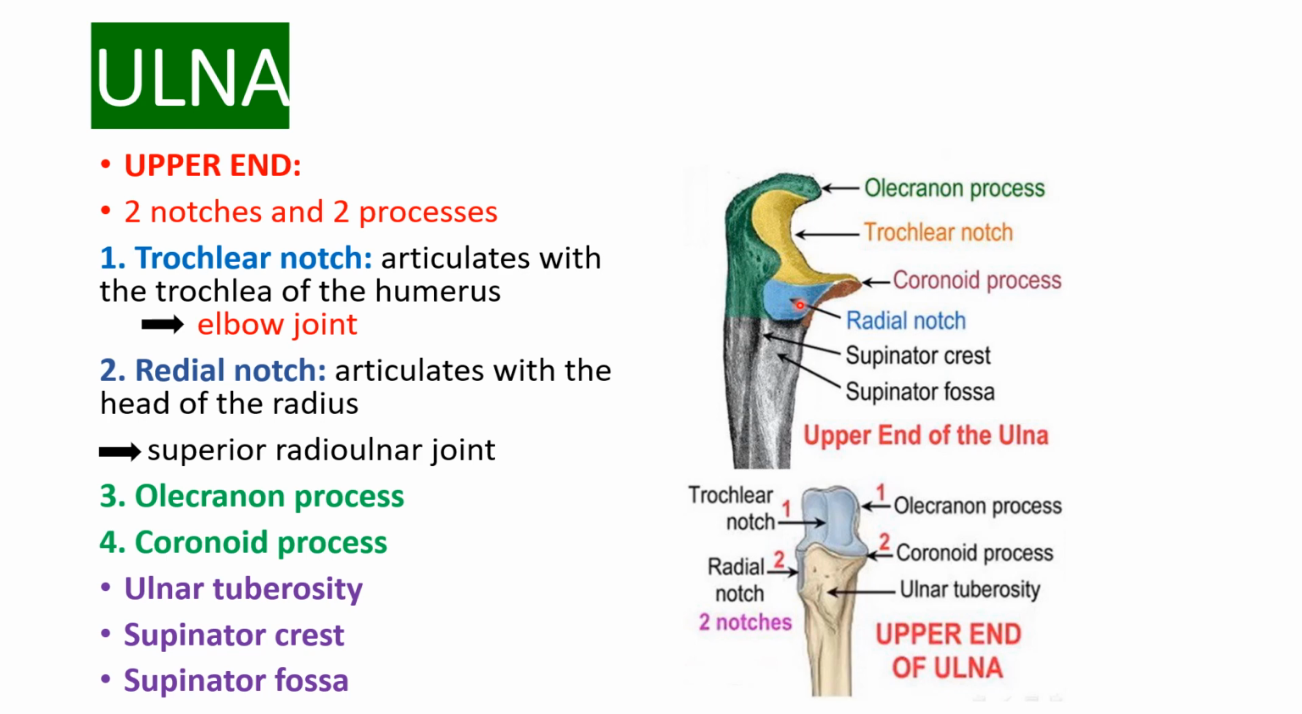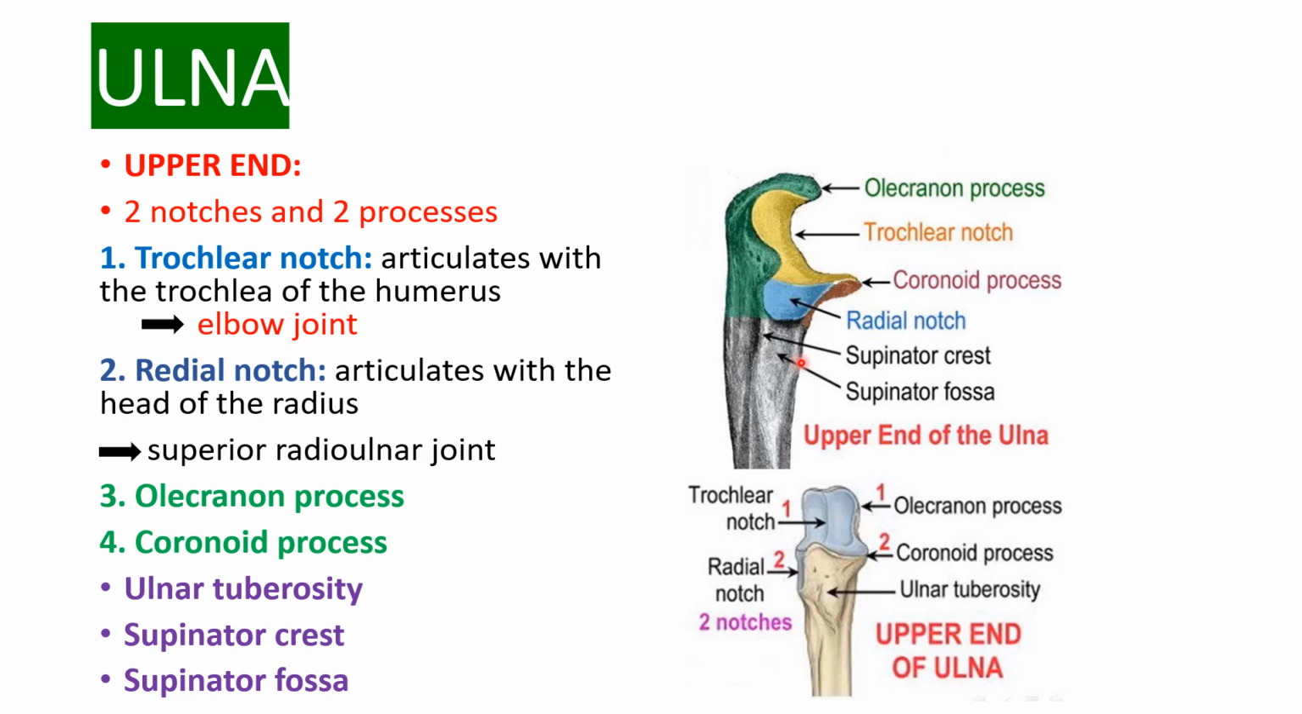All right. Then it has two processes, the olecranon process and the coronoid process. This is the olecranon process, this is the coronoid process. And then there's a tuberosity here, called the ulnar tuberosity, just below the coronoid process. Then there's a crest just below the radial notch called the supinator crest. And then just inferior to it, we have the supinator fossa.